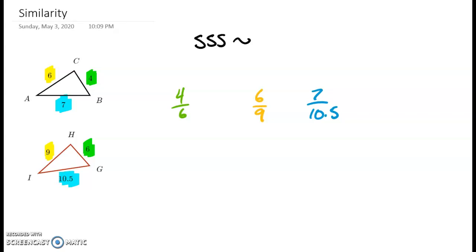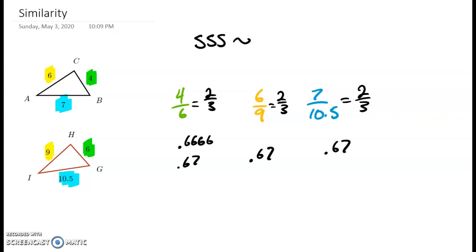After you have the three ratios, you simplify them. You can use a calculator or you can just simplify them. That simplifies to 2 over 3 or 0.6666, and this becomes 0.67. This also simplifies to 2 over 3 or 0.67. This also simplifies to 2 over 3 or 0.67.